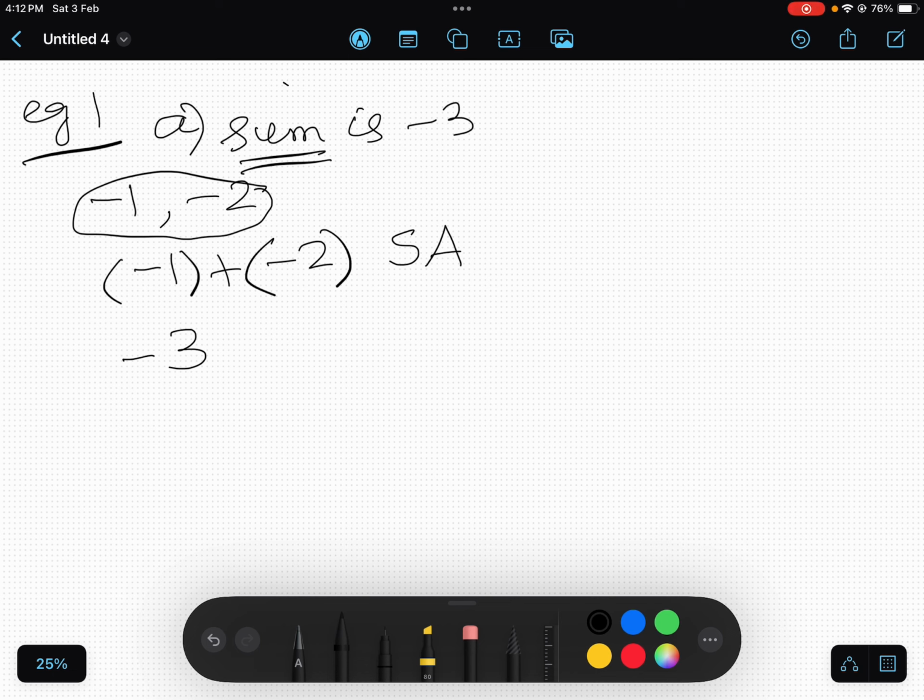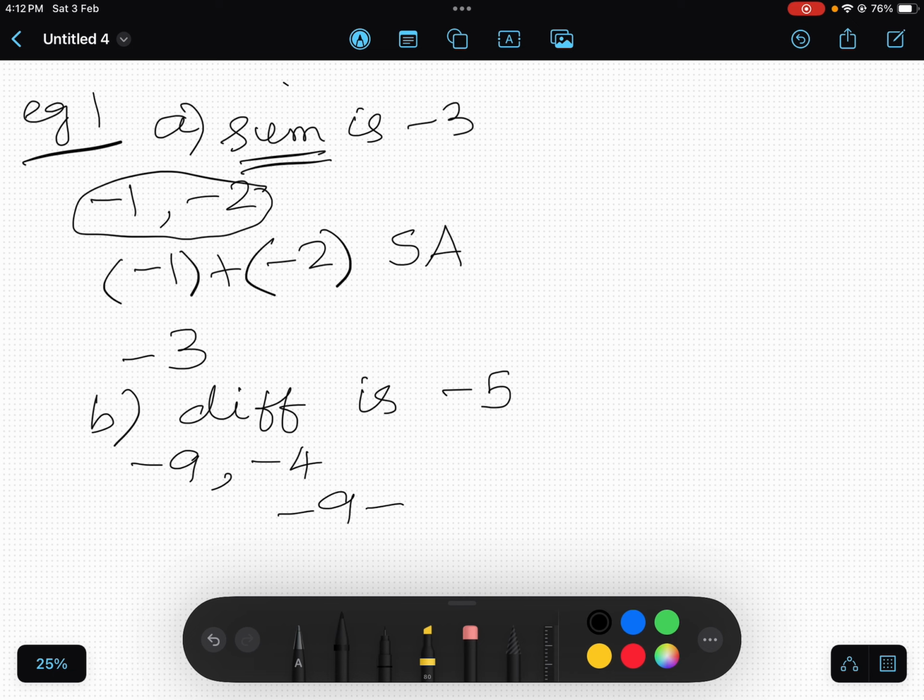Now let us see the B part. The difference they have told is minus 5. So I took minus 9 and minus 4. Let us check it. So minus 9 difference, so you have to use a minus sign and then again minus 4. Put it in brackets like this. Now minus into minus is plus. So minus 9, just write it as 4. I told you always have a plus sign in the middle.